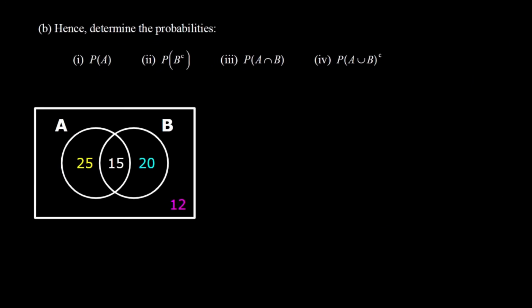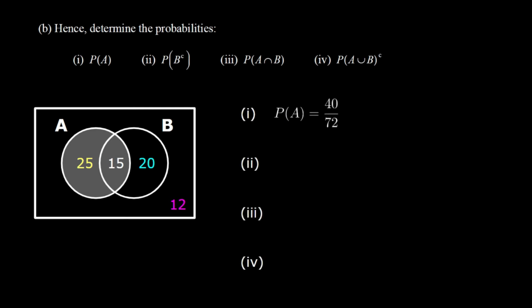So hence, determine the probabilities. The probability of A. Well, if you know how many outcomes are in A, you're going to divide that by the number of outcomes in your sample space. So with your Venn diagram sitting in front of you, you would just say, in my A circle, there are 25 plus 15 outcomes. So that means the probability of A is going to be 25 plus 15, or 40, divided by the number of outcomes in the sample space, which remember is the cardinality of your big U, your universal set. And that's our little Roman numeral 1 finished.